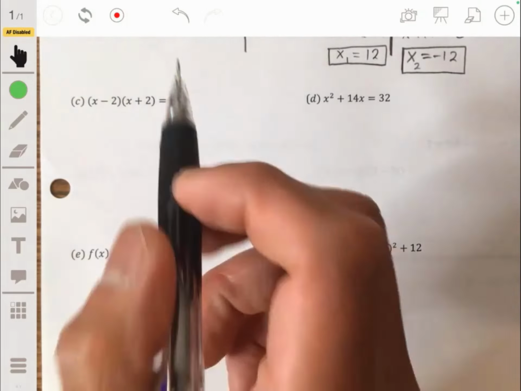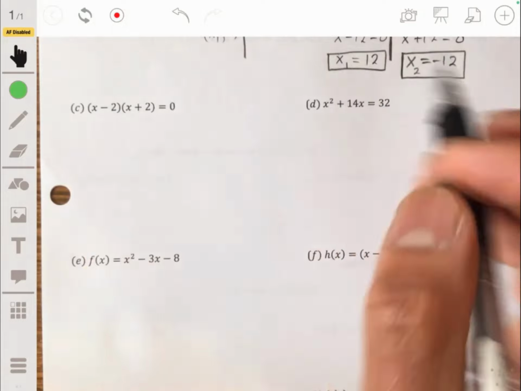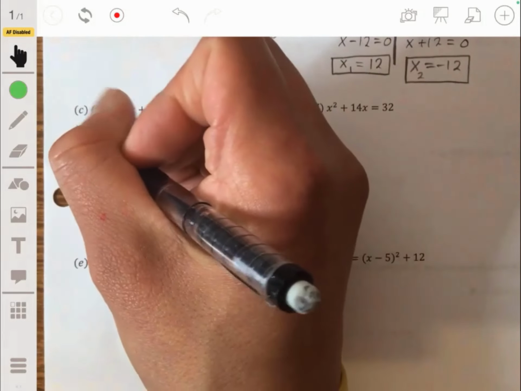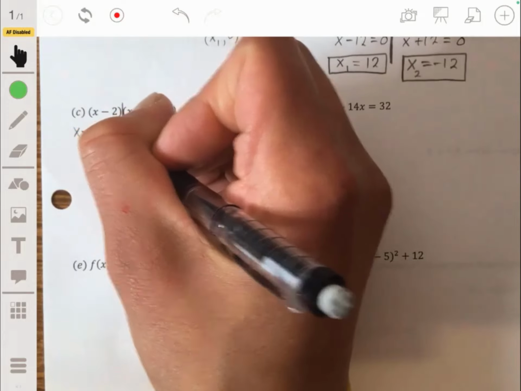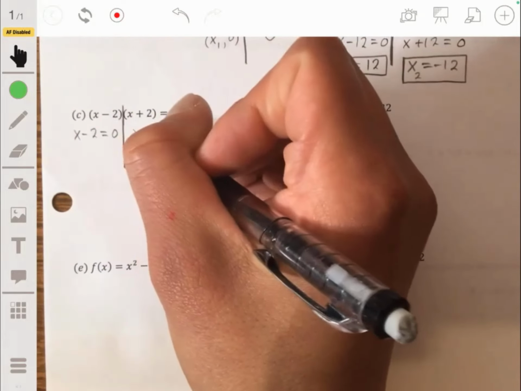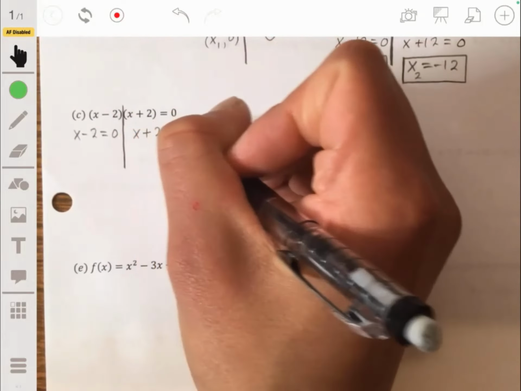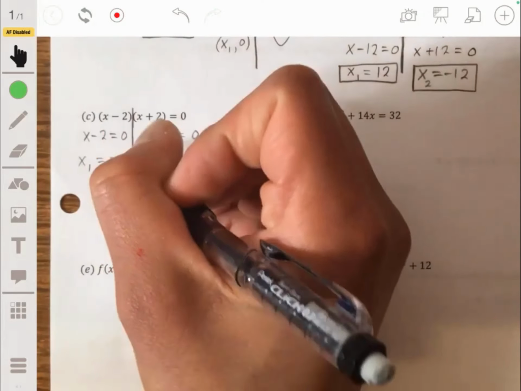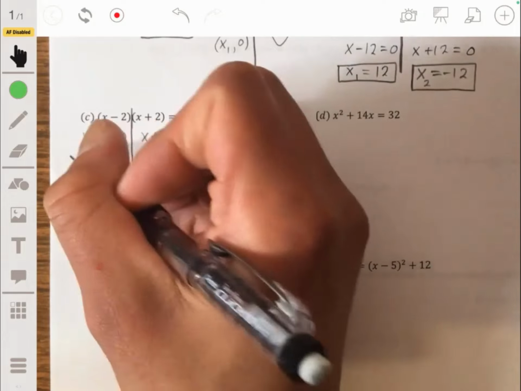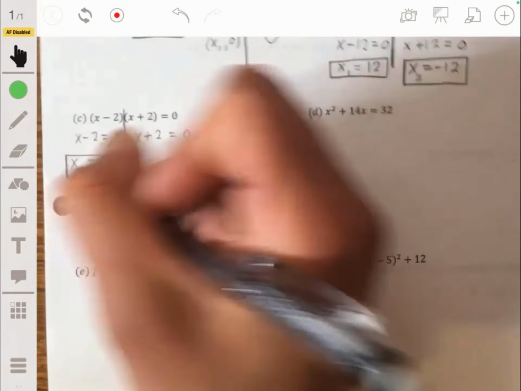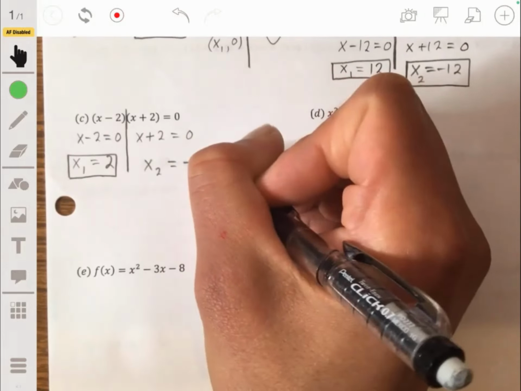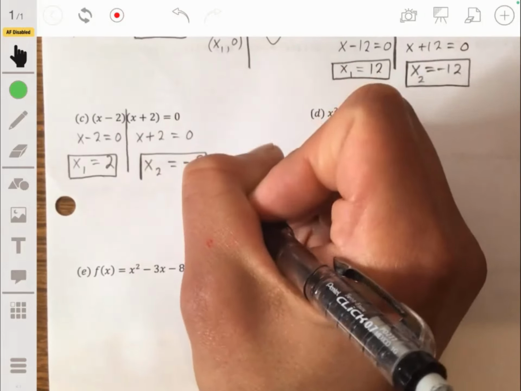All right, for C, we still have the product of two factors. So another example, we just set x minus 2 equal to 0 and x plus 2 equal to 0. Adding 2, we'll get the first intercept, x1 equal to 2. Subtracting 2, we'll get the second x-intercept, x2 equal to -2.